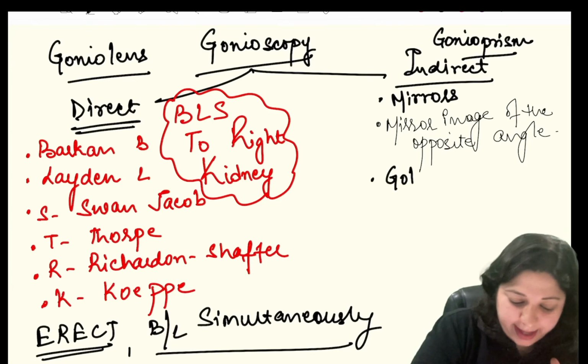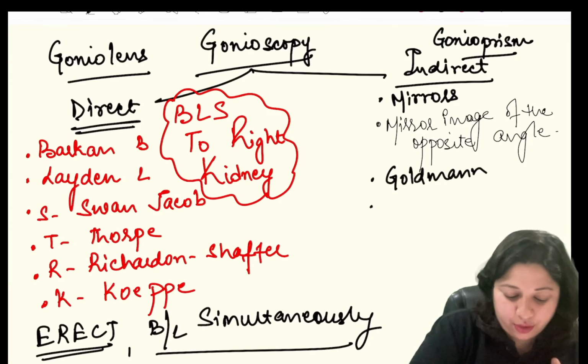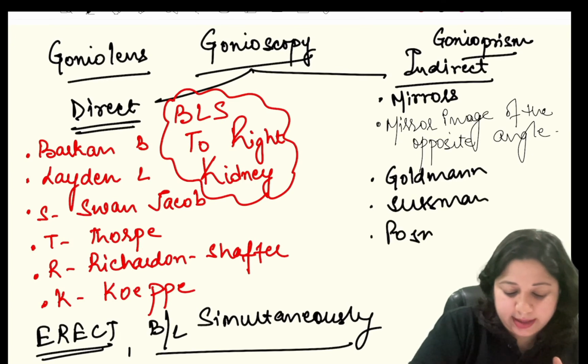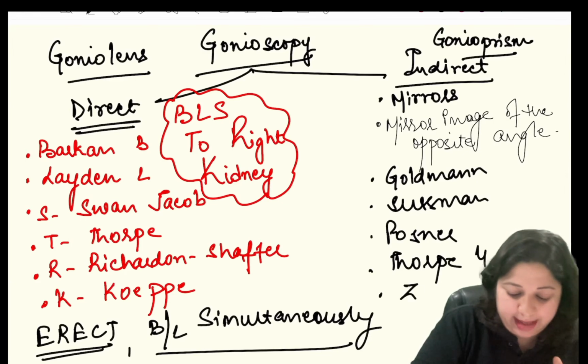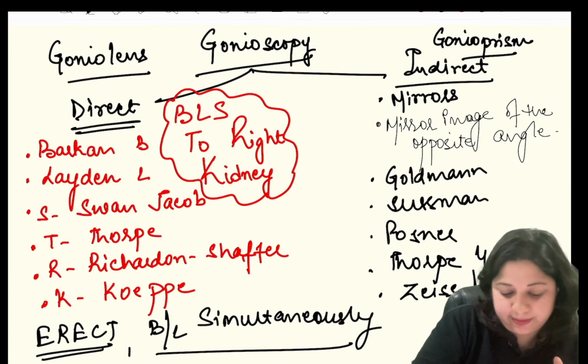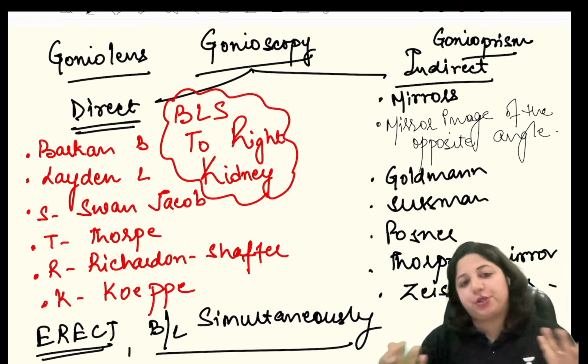and the indirect, or the gonio prisms, are Goldmann. Now you all know Sussman, Posner, Thorpe 4 mirror, and Zeiss lenses. Right? So it was easy.